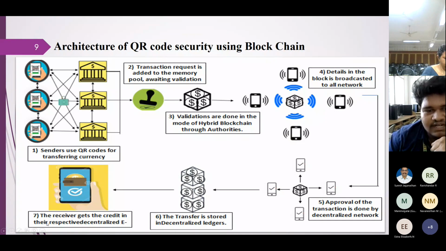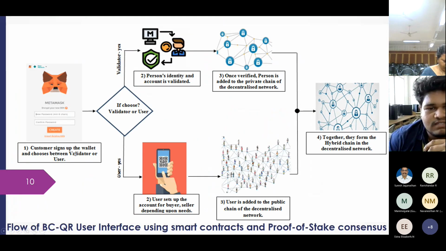The receiver gets the credit in their respective decentralized e-payment system. That is, they will get a verification in their phone. So this is the user interface. Our user will join through the customer. Customer signs up the wallet through MetaMask.